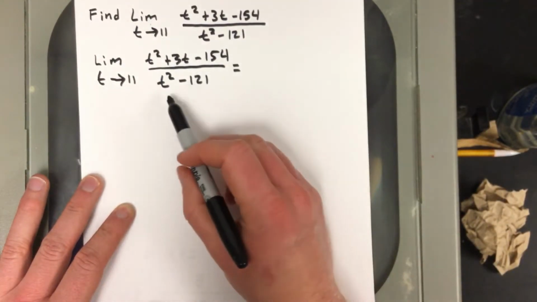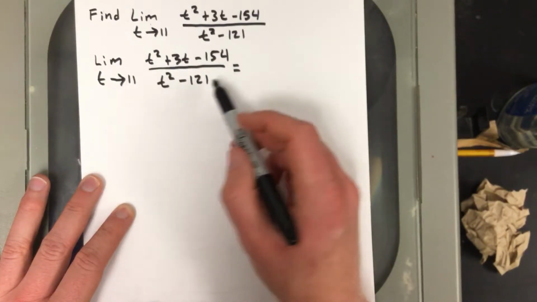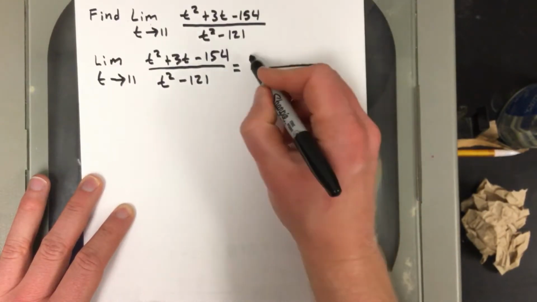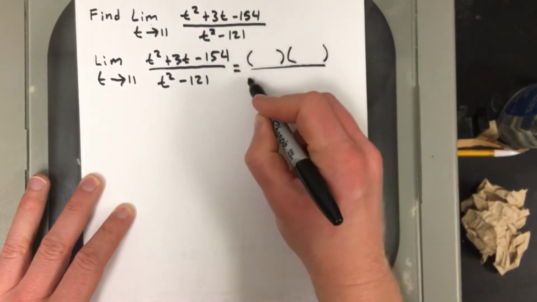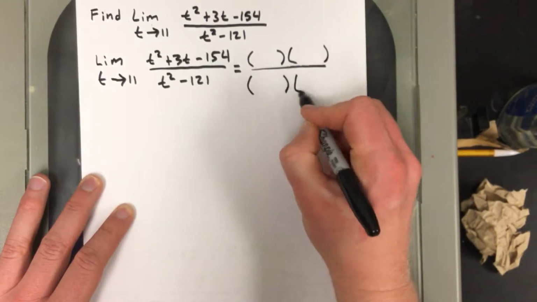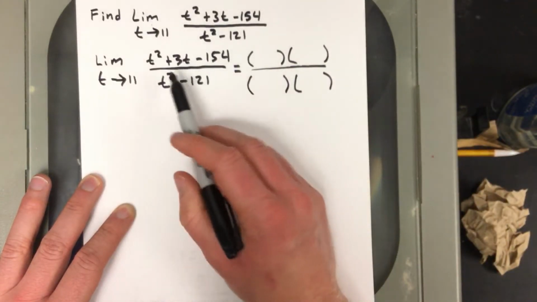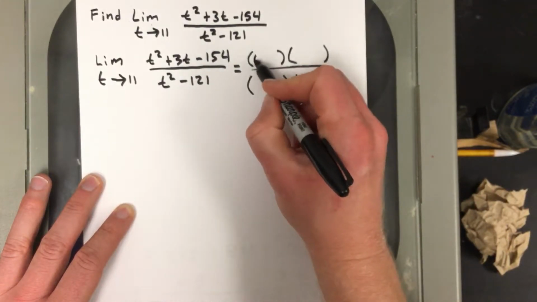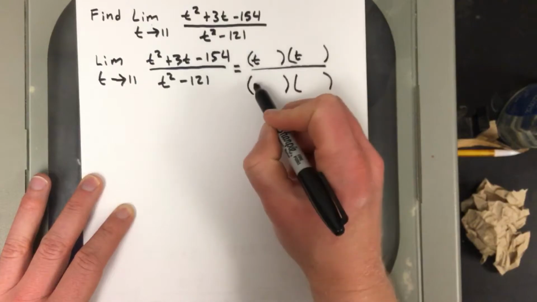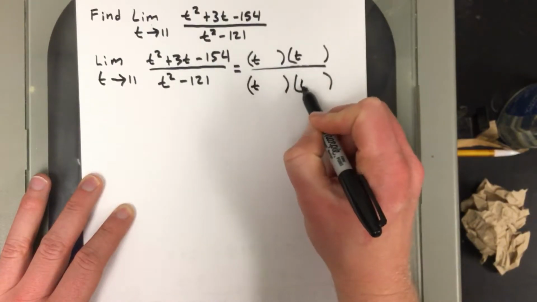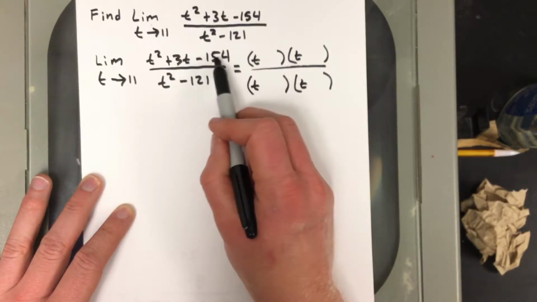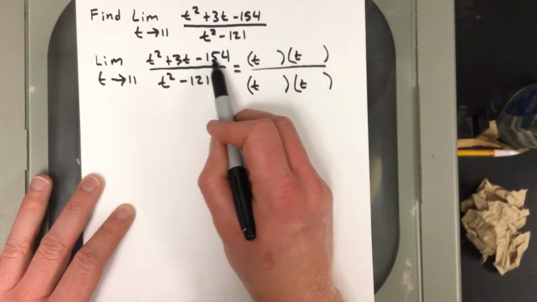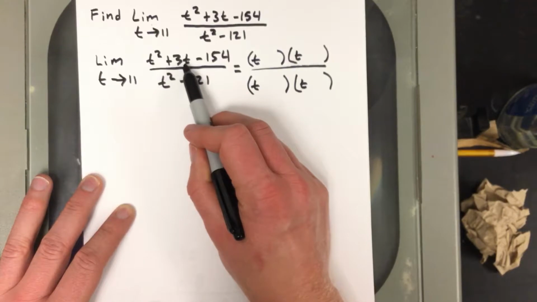What they're wanting you to do is break this up into two different sets of binomials. On the top one, we know we have t here and t here. The bottom one will have t here and t here. So let's go through the top one first. I need two numbers that are factors of 154 that multiply to be negative 154, but add to be 3t.